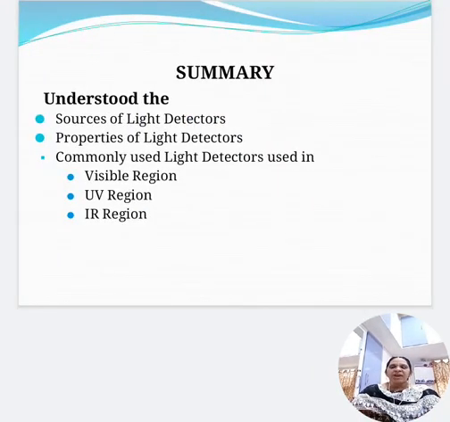So to summarize, we have learned the sources of light, we have learned about the properties of light detectors, and we have learned the commonly used light detectors in the visible region, UV region and IR region. Okay, with this we will end our presentation today.